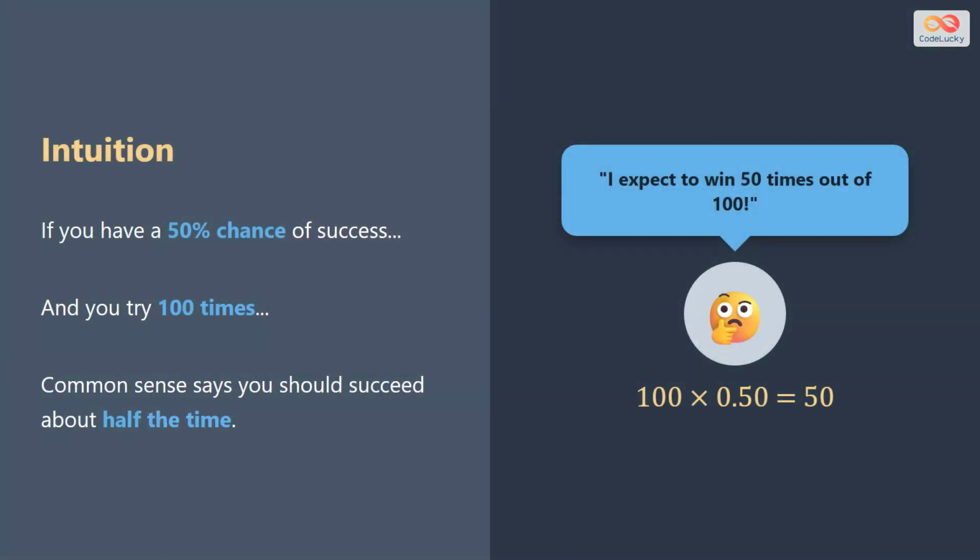Let's think about why this makes sense intuitively. Imagine you have a 50% chance of winning a game. If you play that game 100 times, how many times would you expect to win? Logic tells you that you should win about half of them, or 50 times. The math agrees completely. 100 multiplied by 0.5 equals 50.